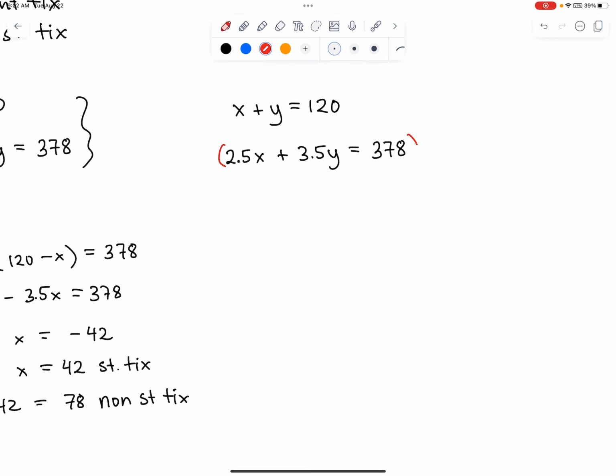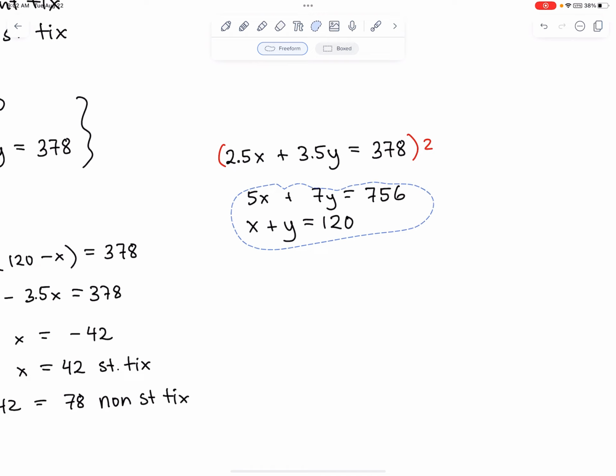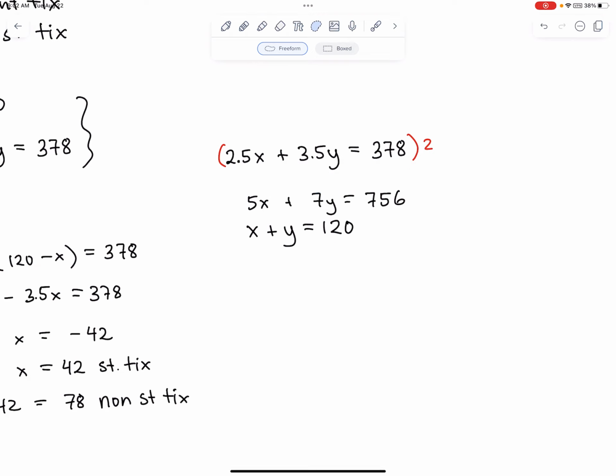For example, if I were to double both sides of the bottom equation, it would yield a new bottom equation, which would be 5x plus 7y equals, and then we have to double 378, which will be 756. And so now we can take our first equation and group it with our adjusted second equation, and there are no more fractions or decimals to contend with. Sometimes it's easier to do mental arithmetic when that's the case.